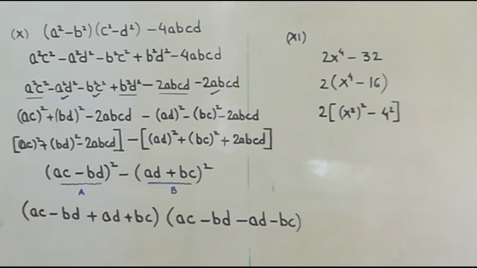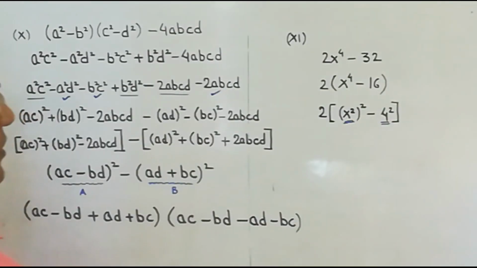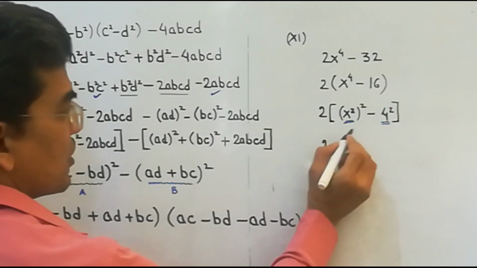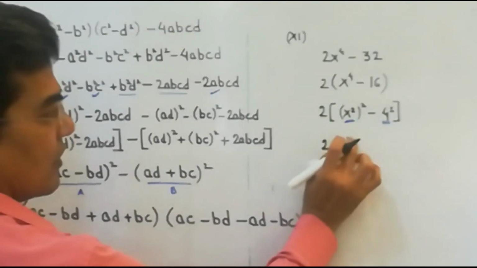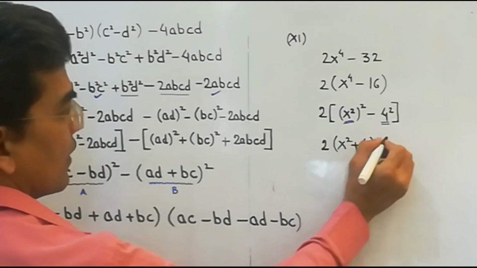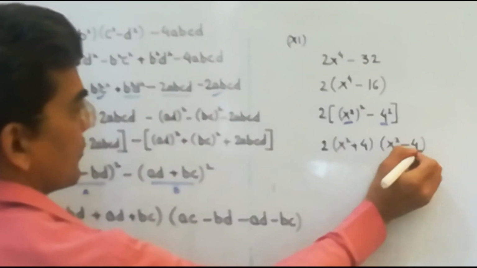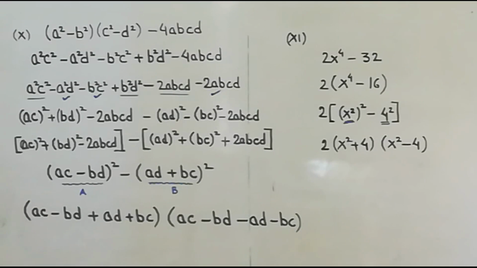So we have converted these two terms in square form with minus sign in between. So we have converted it into a square minus b square. This is our a, this is our b. So a square minus b square. So what will be the result? This 2 remains as it is. In the first bracket you will be getting a, this is your a, plus this is your b. In the second bracket a minus b. Hope this is clear to you.